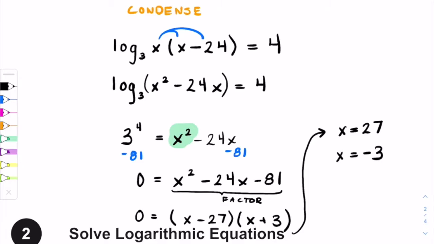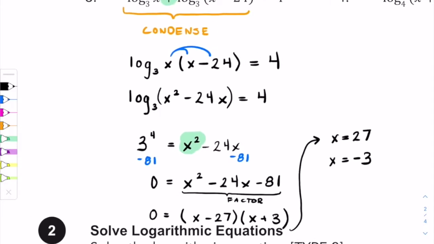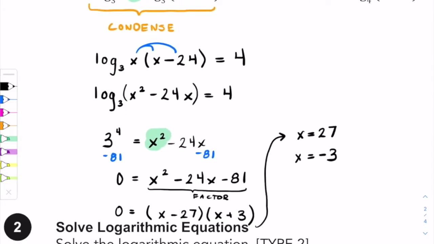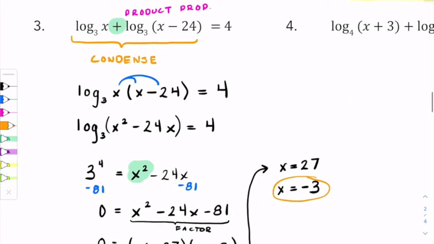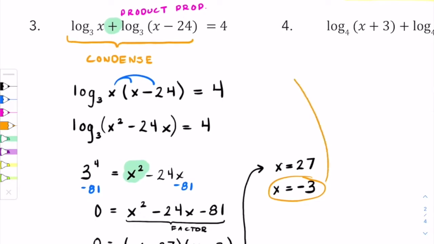But before you can say that these are your solutions, you need to double check and make sure they do not make the argument negative. So you can have a negative value. This is what we were talking about before. Like this could be a solution, but when you substitute it back into the original expression, I drew an arrow to the wrong one. When you substitute it back into the original expression, you cannot end up with an argument that's negative. So although this could potentially work out, right away I see that it does not, because if I substitute negative 3 in for x, you're going to have a negative argument, and you do not want that.